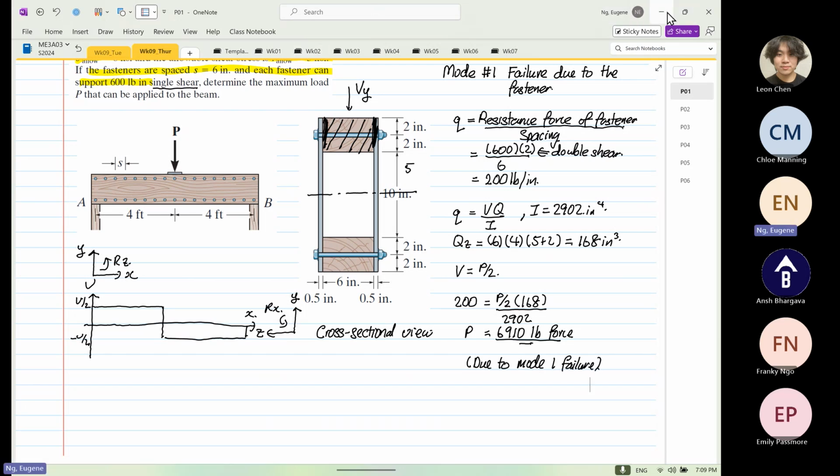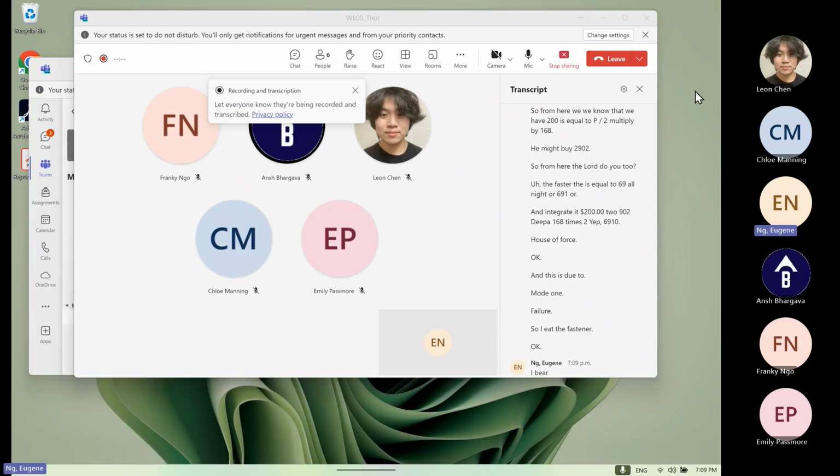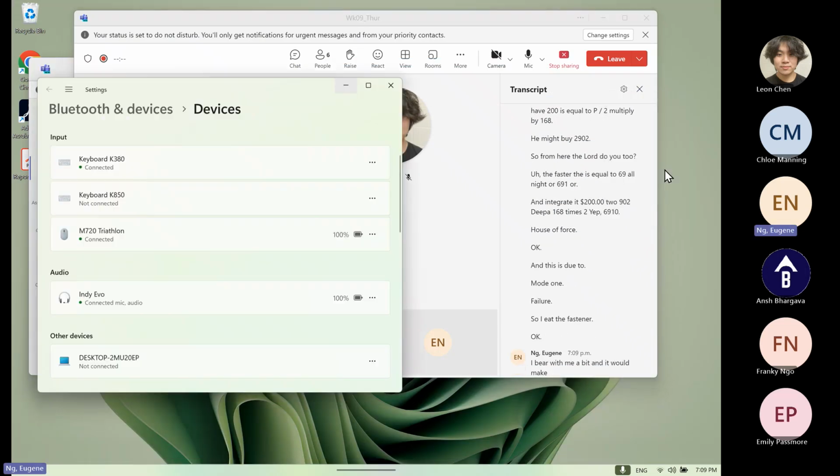Bear with me a bit. I need to make some adjustment to my display.